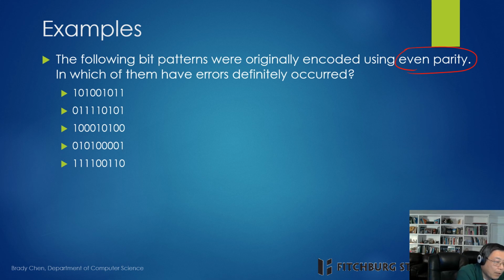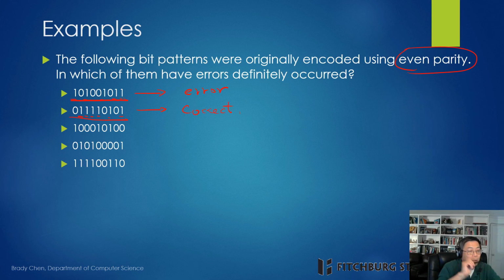Since it's even parity, and this is the bit pattern that was received, we need to count the number of ones. It's 1, 2, 3, 4, 5. You have 5 ones. Since we use even parity, the number of ones is 5, which is an odd number. So this definitely has an error, right? Now the second one, you have 1, 2, 3, 4, 5, 6 ones. That's an even number. So we're going to say it's correct.